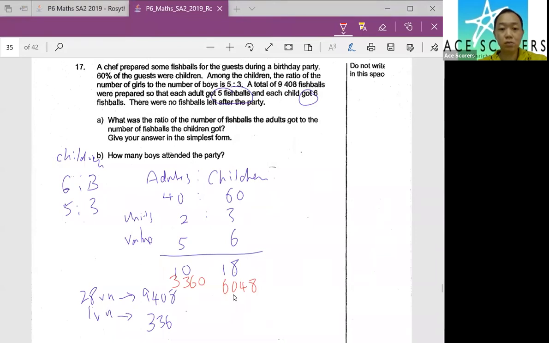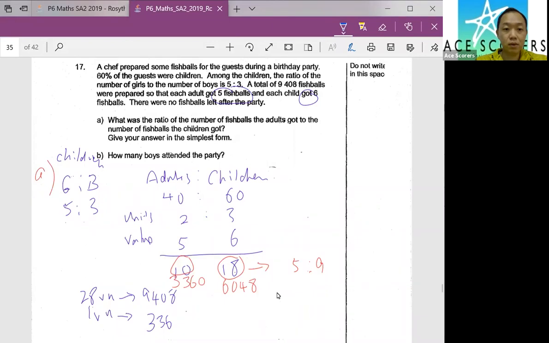3,360 is to 6,048. This is the actual number, but if I want the simplest form, I can actually derive from here. So the simplest one is 5 is to 9, divided by 336 each. The value is actually 5 is to 9. So the first part is actually your value and units. Yeah, so this is part A. Now, let's look at part B.